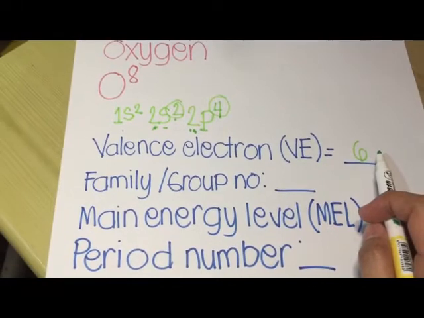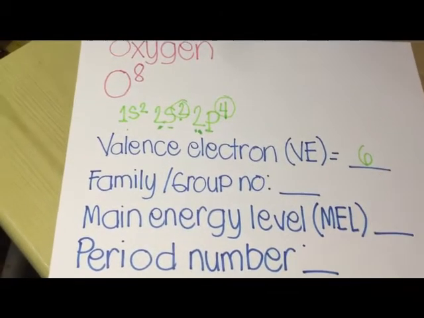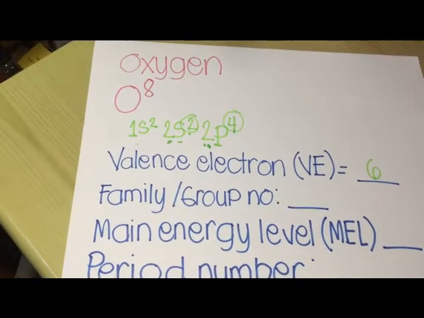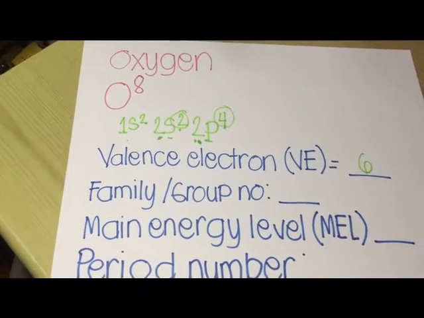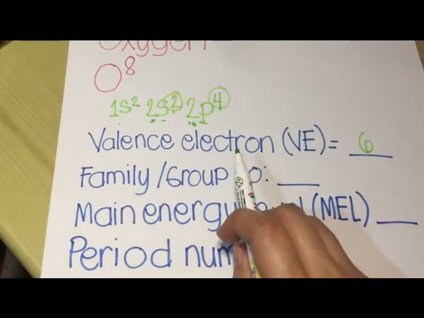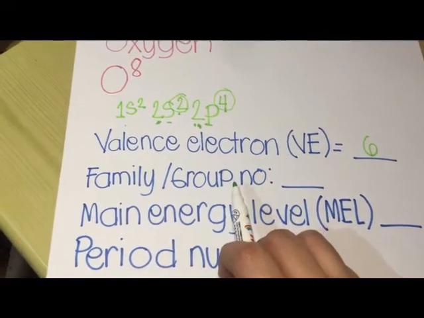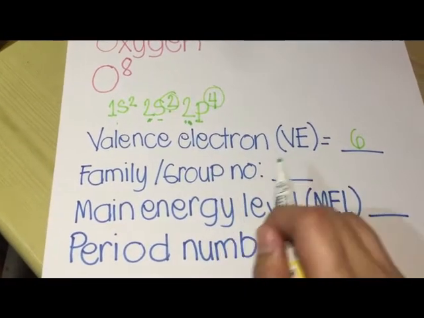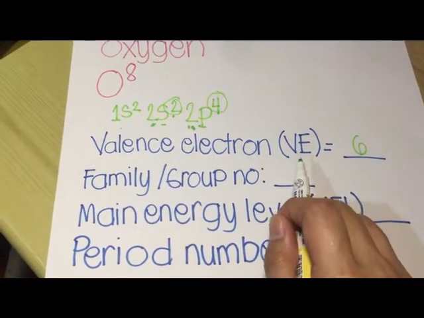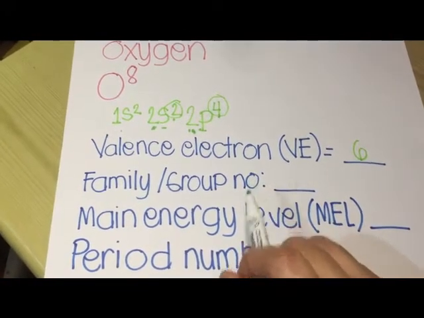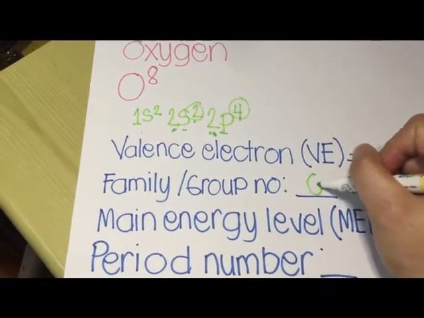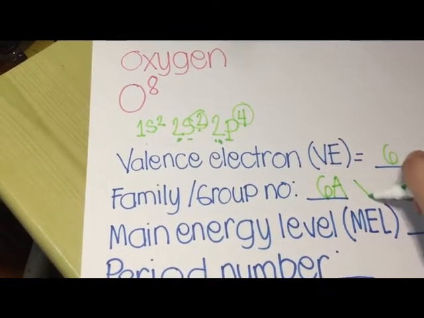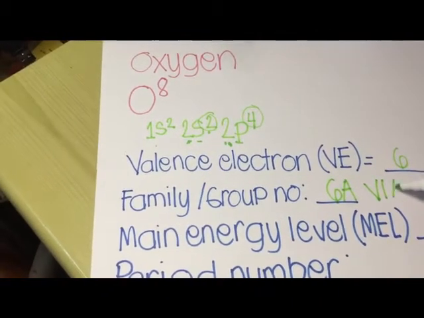Now, for the family or group number, how do we get the group number? Actually, valence electron and family or group number are equal to each other. Meaning, whatever your valence electron is, that is also its family and group number. So, this is 6, 6A, or in the periodic table, it is written in Roman numeral, 6A.